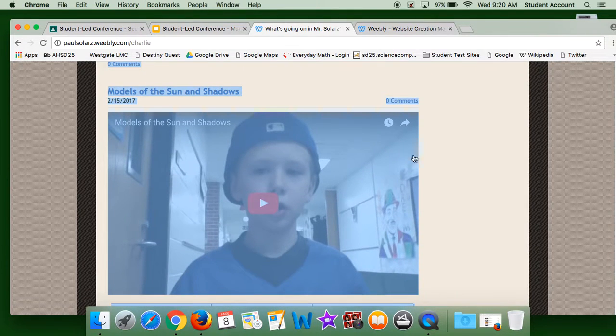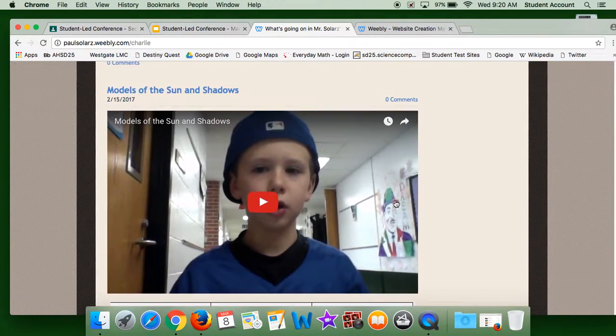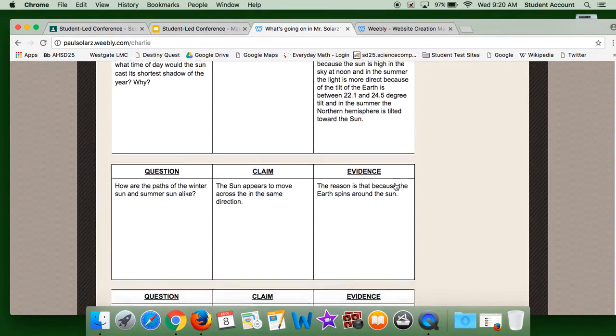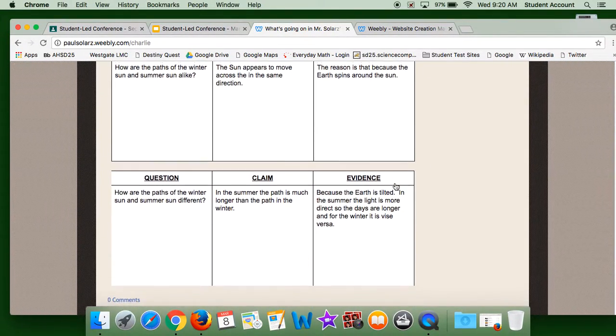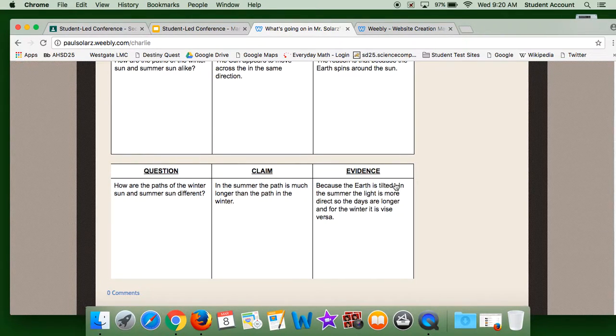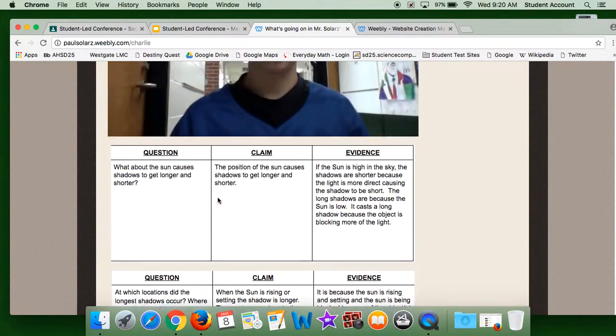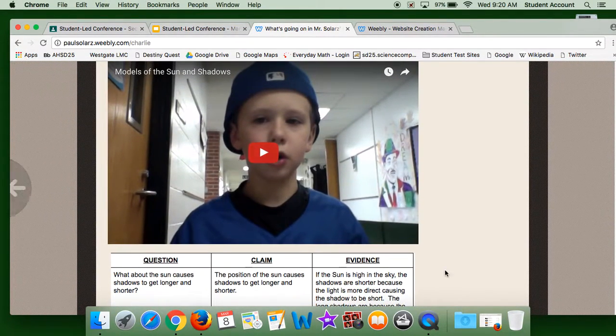Next one is Models of the Sun and Shadow. These questions were about shadows and how long shadows are.